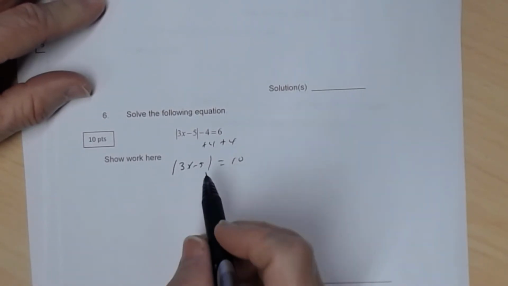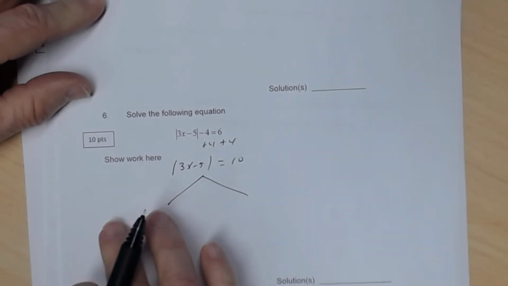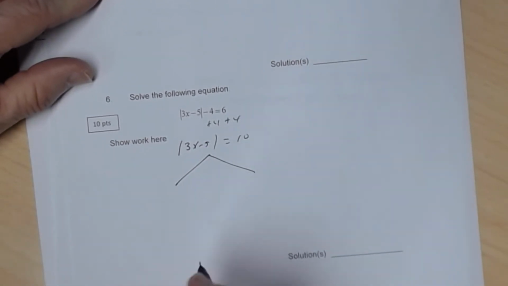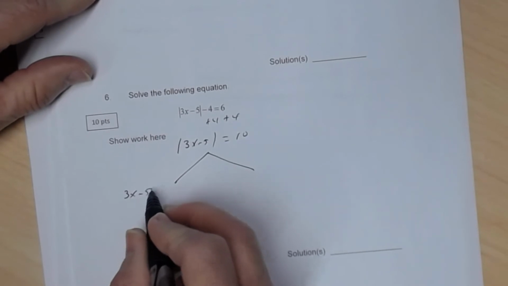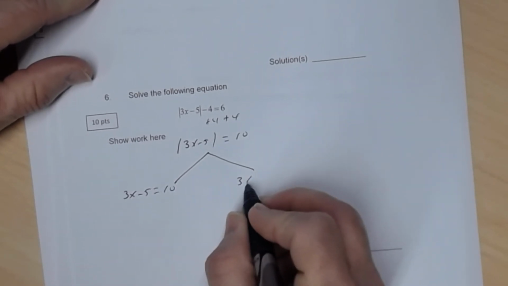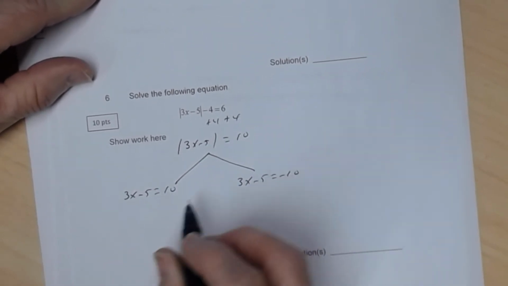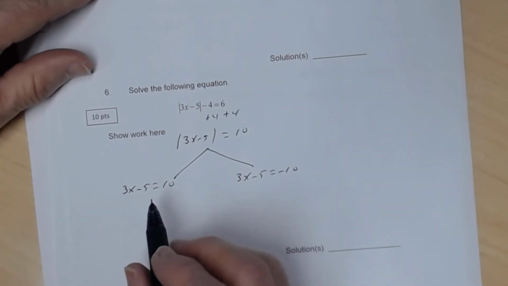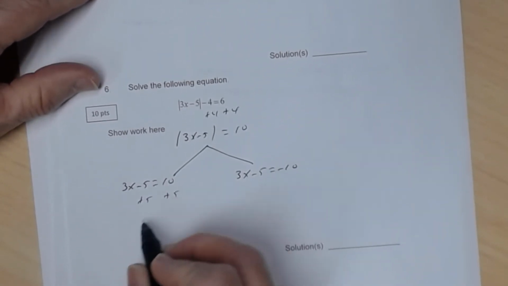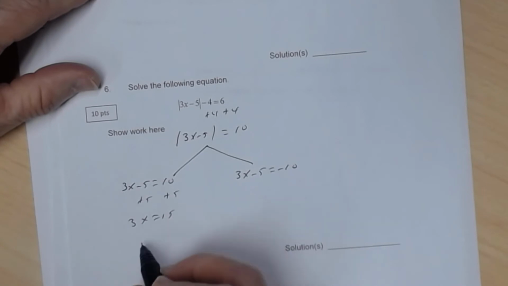And then at that point, you're going to write it as two separate equations without the absolute value bars. So I get 3x minus 5 equal 10. 3x minus 5 equal -10. And then you just solve each linear equation. So you're going to add 5 to both sides. So I get 3x equal 15. So when I divide both sides by 3, I get x to be 5.